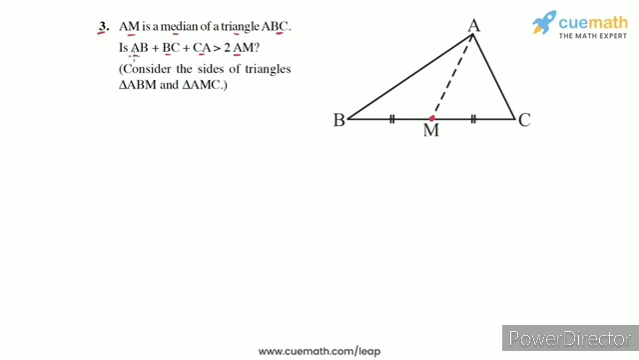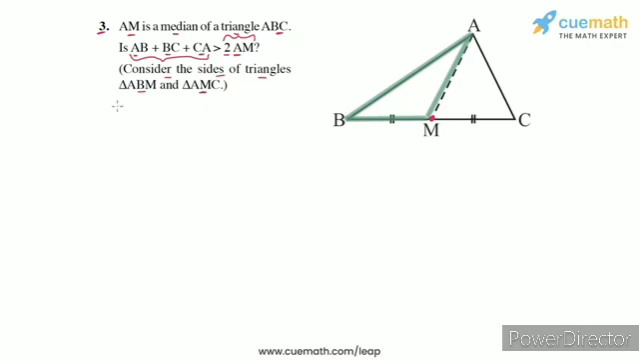So on the left side we have AB plus BC plus CA, the sum of the 3 sides of the triangle. And on the right side we have 2 times AM, 2 times the length of the median AM. And we have to check whether the left side is greater than the right side or not. And then there's also a hint which says consider the sides of triangles ABM and AMC. So let's do that. Let's first consider the sides of triangle ABM. So triangle ABM, I'm going to highlight it for you. Triangle ABM is this triangle that I have highlighted.